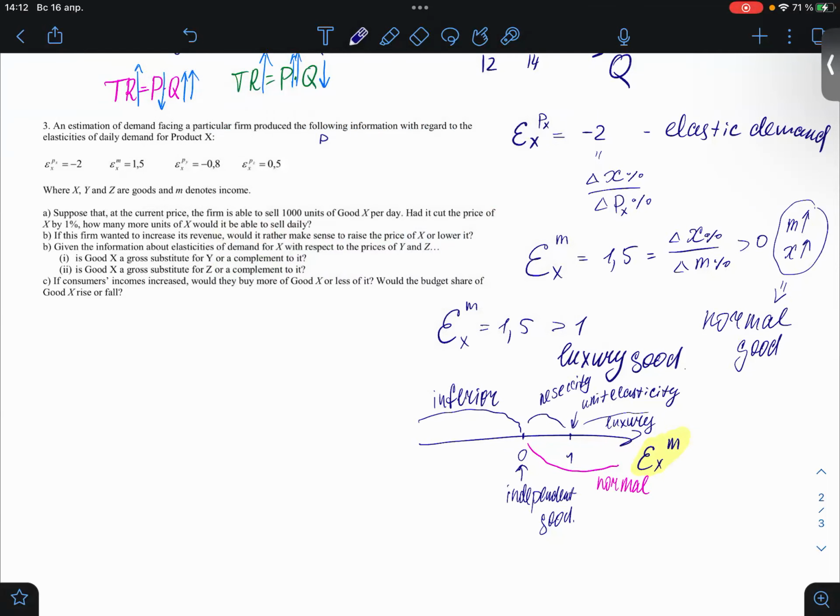Okay, next. Here is cross price elasticity. So elasticity of demand of good X by the price of good Y, the other product, and it is now minus 0.8. First of all, the definition is the change in the demand for good X in percents when the price of good Y changes in percents. So what we see, it is a negative reaction. That means that the higher the price for good Y, the lower the demand for good X.